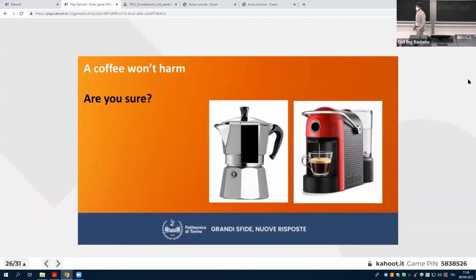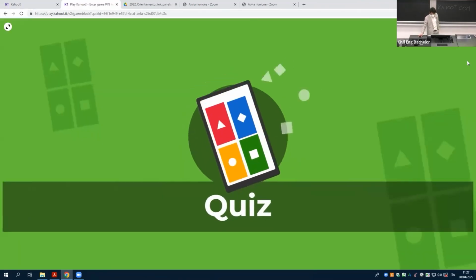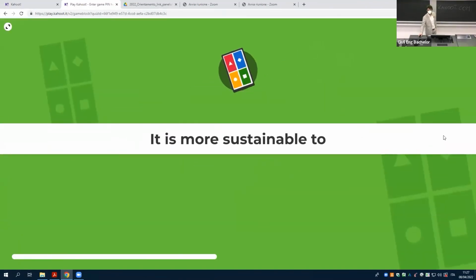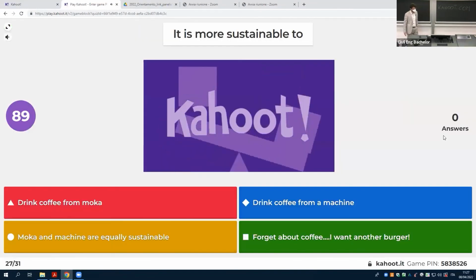After a burger, why not have a coffee? Coffee is important. Many coffee companies ask what is the best, the sustainable way to deal with coffee. Sustainability is pervasive. So the mocha versus the machine, what is more sustainable?